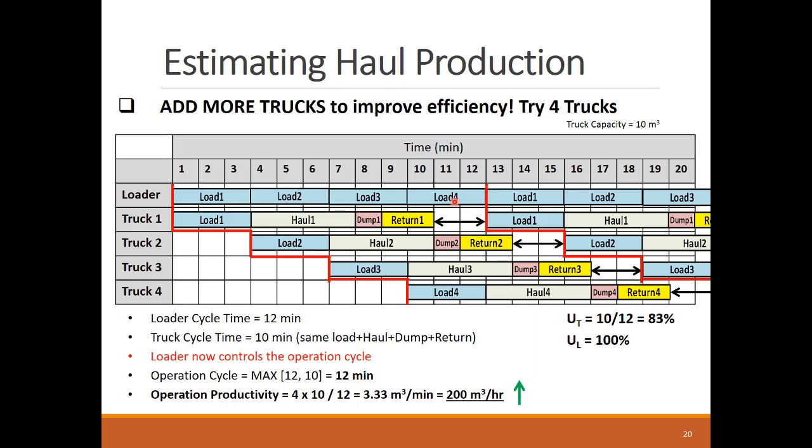So, the crew productivity is increased by adding a 4th truck, but not that much. It increased from 180 cubic meters per hour for 3 trucks to only 200 cubic meters per hour for 4 trucks. Also, the trucks now are underutilized, with them being idle 17% of the time.